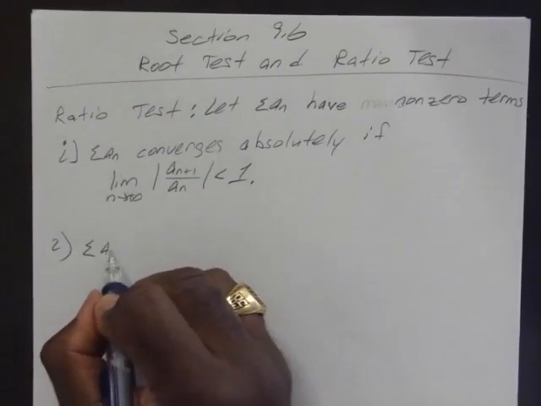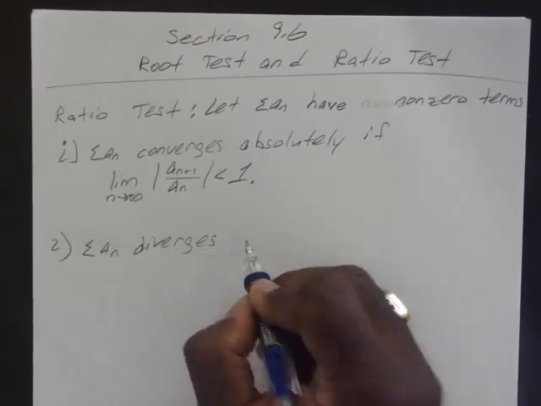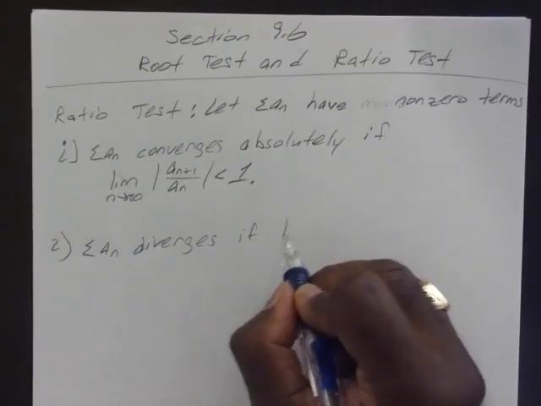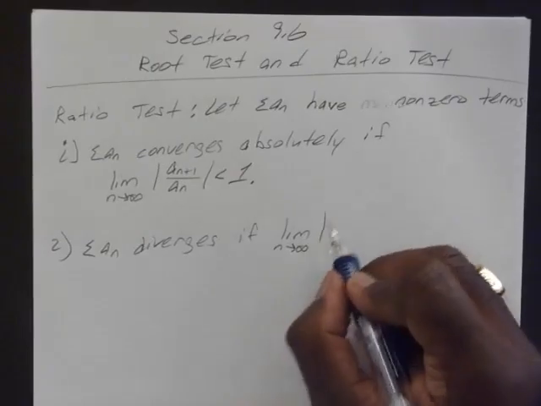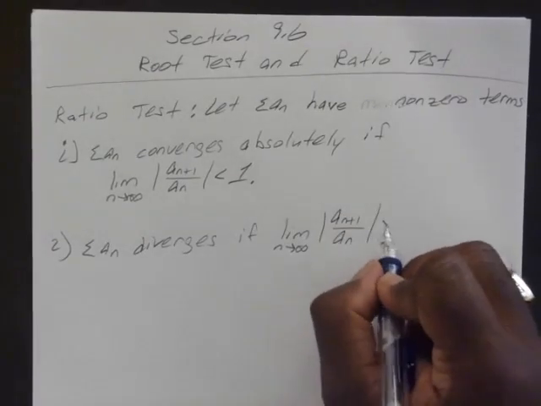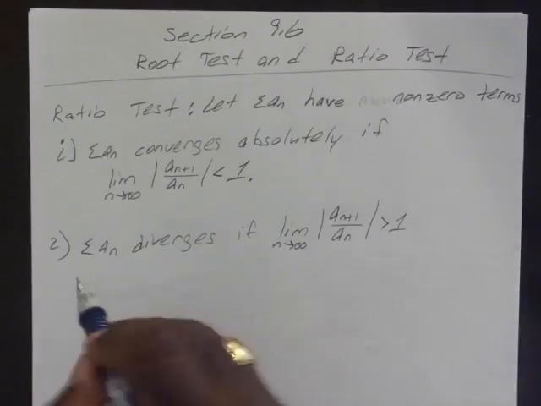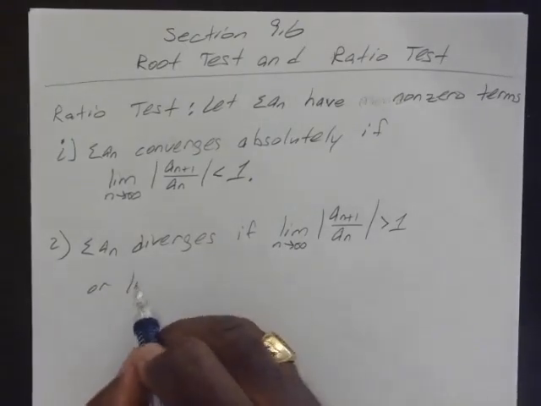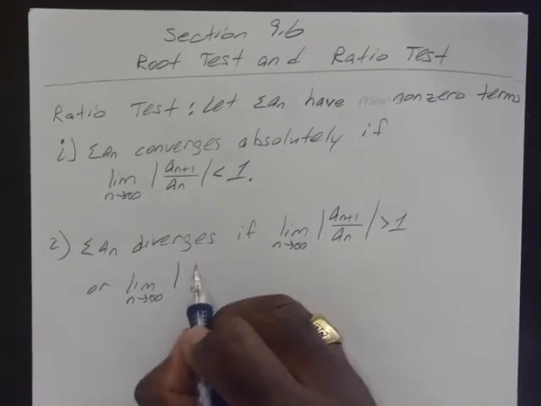And the sum of a sub n diverges if the limit as n approaches infinity of the absolute value of a sub n plus 1 divided by a sub n is greater than 1, or if it equals infinity. Which kind of says the same thing, but I'll write it out anyway.